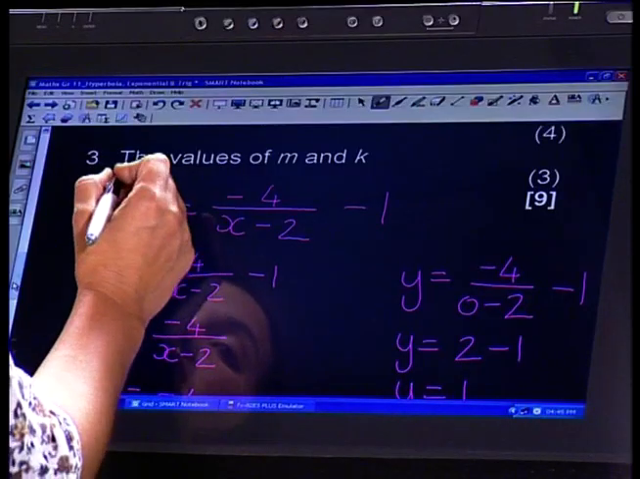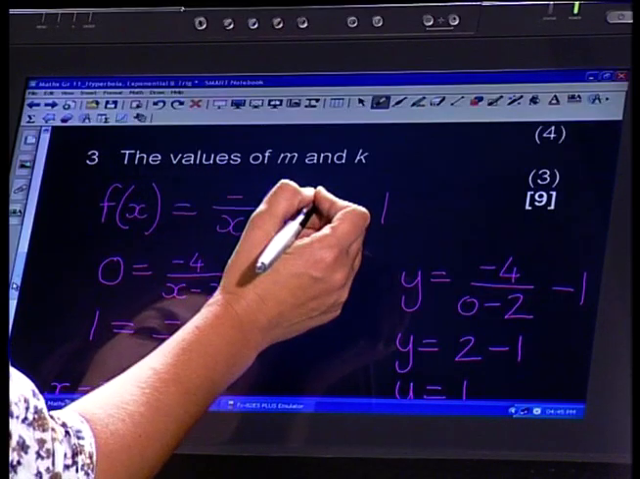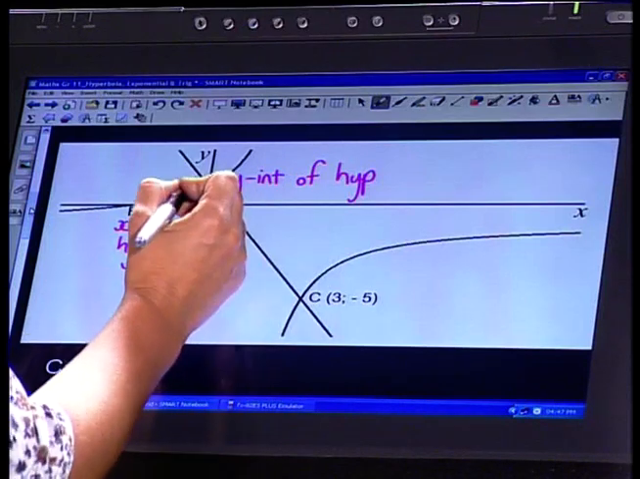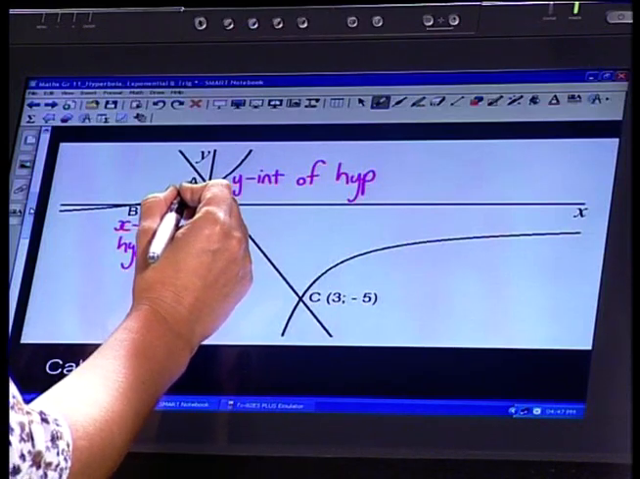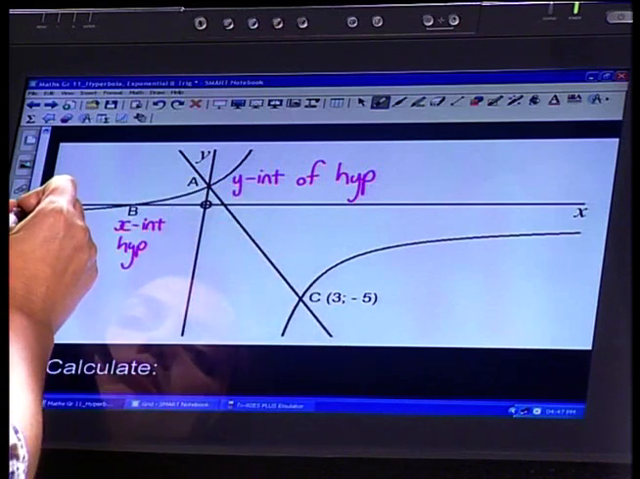Question 3 asks us to find the values of m and k. Now m and k were in the straight line formula, the linear function, where g of x is equal to mx plus k. M is the coefficient of x, meaning that it's going to be your gradient, and the plus value, plus k, will be your y-intercept. If we look at the diagram, we can see that we've already worked out what the y-intercept was in the previous question.